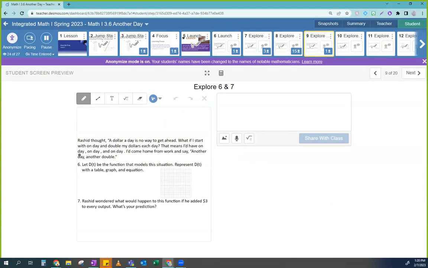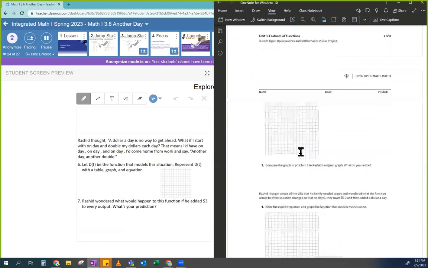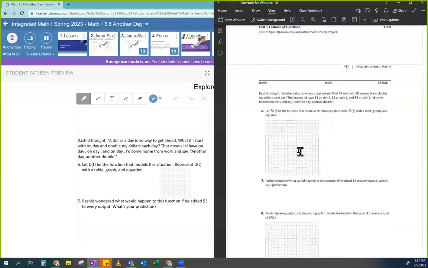Okay, it says, Rashid thought a dollar a day is no way to get ahead. What if I start with a dollar on day 0 and double my dollars each day? That means I'd have blank on day. Oh, I missed some of these words. Let me grab the correct words here. Give me a second. Actually, I can go right here, you go to number 6. I skipped some of these words when I was typing this out.